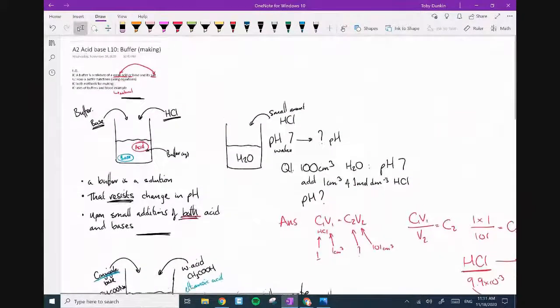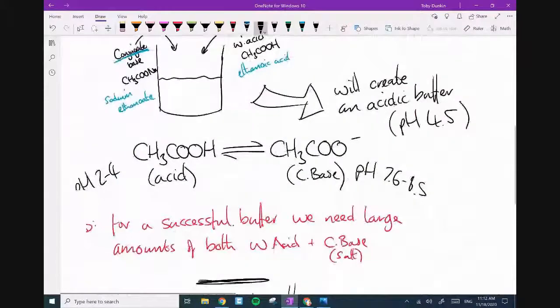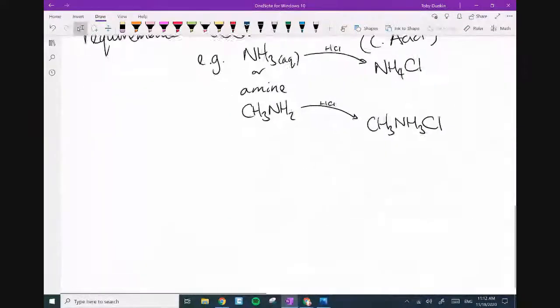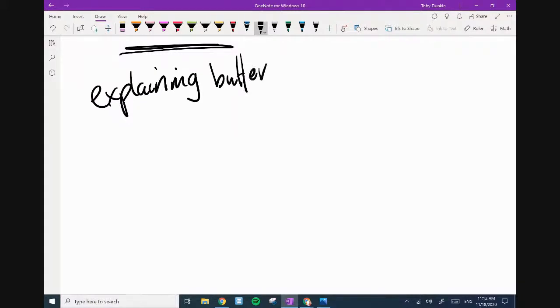Okay, let's go back to my learning objective. Number one, we can definitely say we can now do that bit. Those questions will appear: they'll give you an acid and ask what you add to it to make a buffer, and you can figure out what you're adding. Now we need to explain how a buffer functions using the equation. Let's do a new subheading: explaining buffer function.